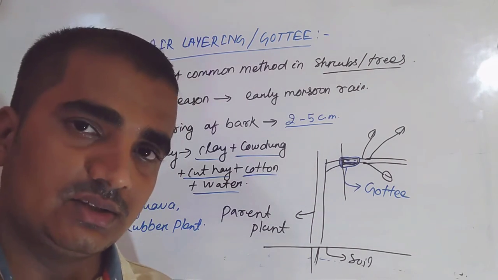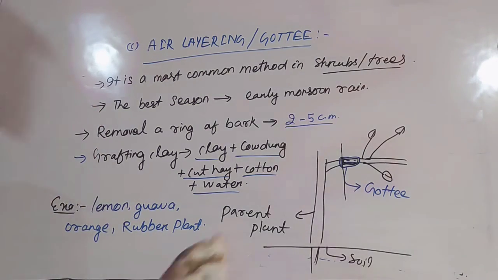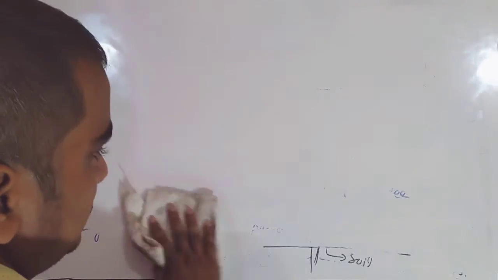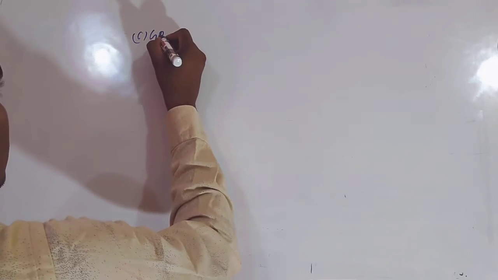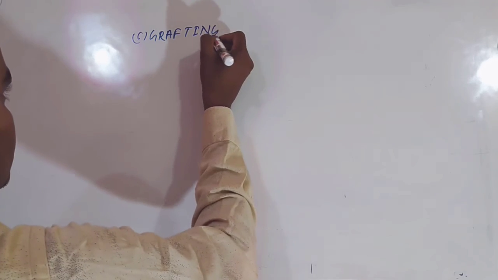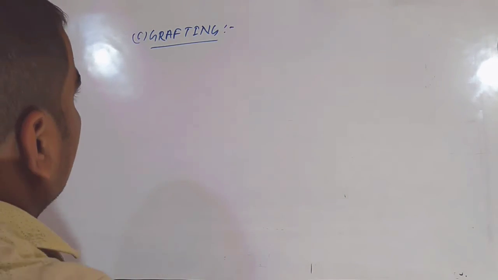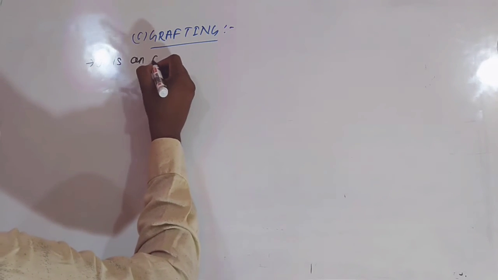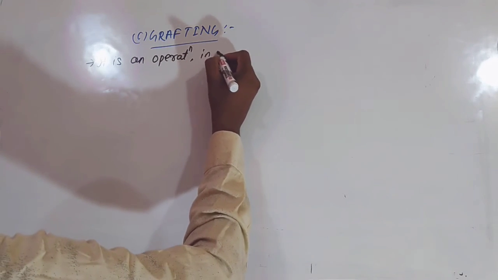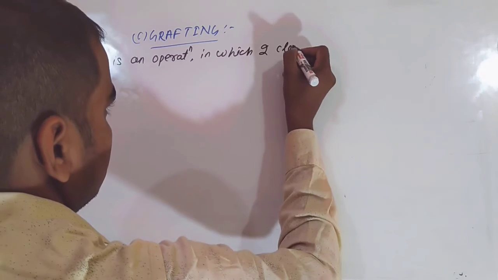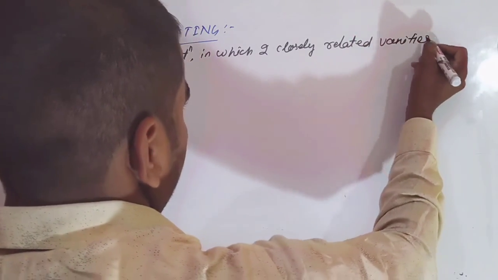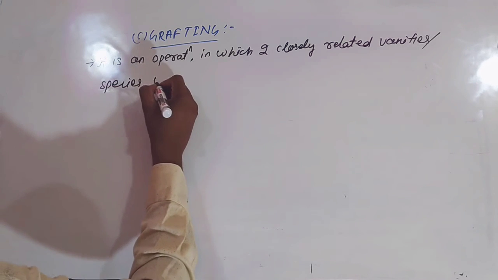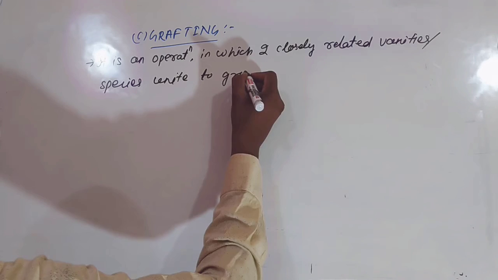So now we will discuss grafting. Grafting is an operation in which two closely related varieties or species unite to grow together. Okay.